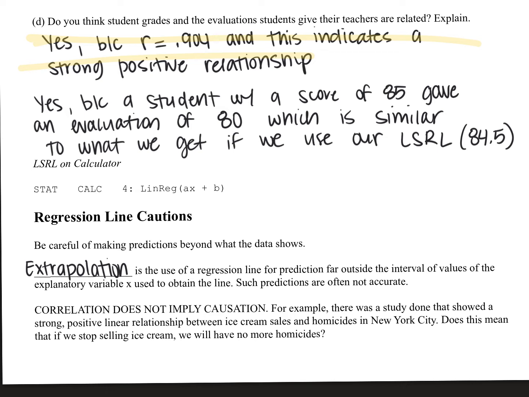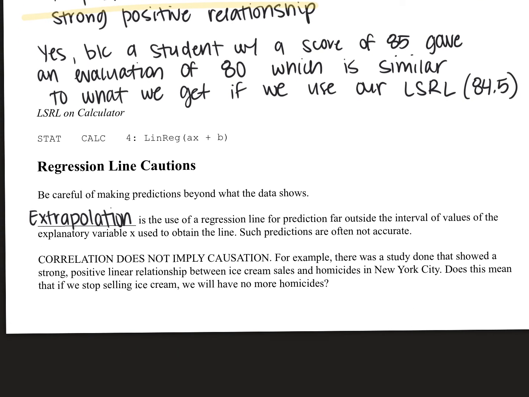So this is a very important statement in statistics. There was a study done that showed a strong positive linear relationship between ice cream sales and homicides in New York City. Does this mean that if we stop selling ice cream, we will have no more homicides? No. It's something called a confounding variable, which we are going to talk about more in chapter 3. Those are other variables that affect your data that you're not looking at.